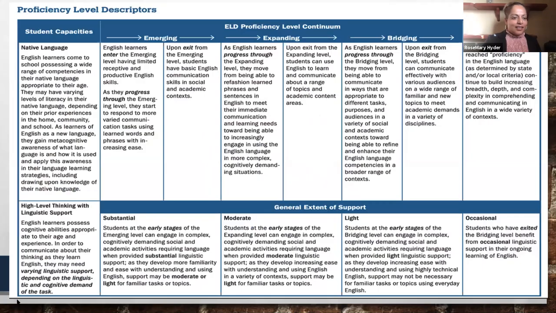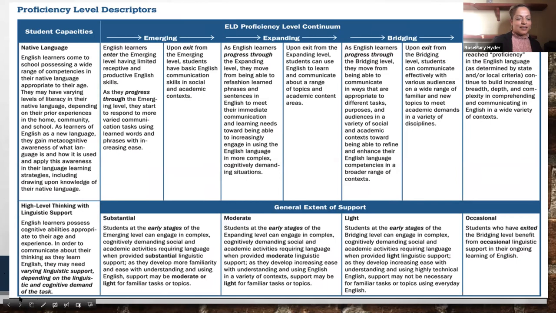And on our next slide here are the proficiency level descriptors. It is in your ELD standards book that you have in your drive now. And we just wanted you to remember, and some of you already know this, so it's repetition on our part, the emerging, expanding, and bridging levels of English learners, the three proficiency level descriptors there. Take a look down at the bottom corner. It says high level thinking with linguistic support. And that is something you want to think about when you're planning for instruction.